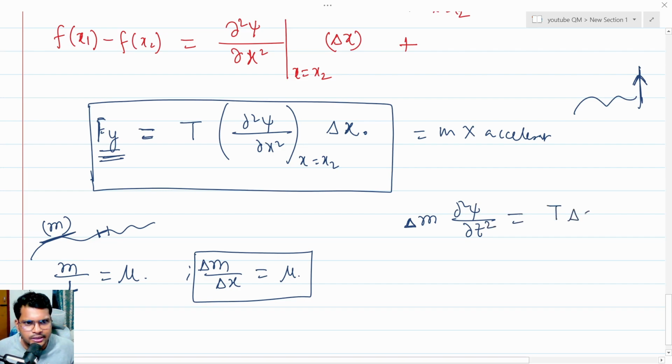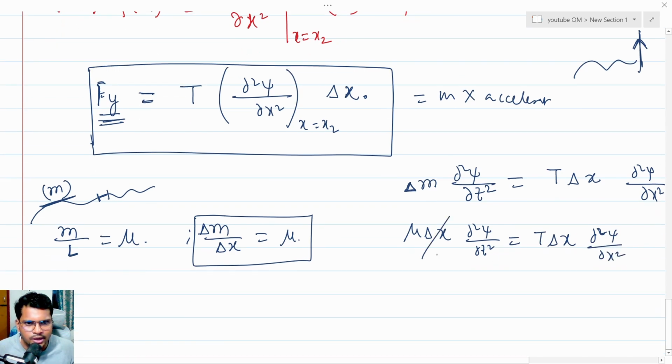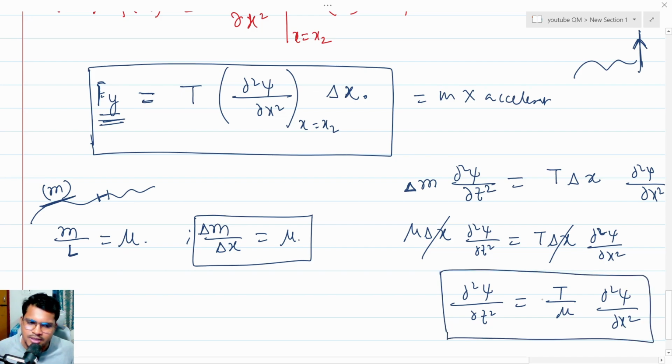It is equal to T times delta x del 2 psi over del x square. Now I can simply write delta m as mu delta x, so mu delta x del 2 psi over del t square is T delta x del 2 psi over del x square. And now delta x cancels out. I have this equation that is basically telling you about the wave that is generating in the string due to the vibration of its molecules or its particles. And this is called the wave equation that is developing in the string.